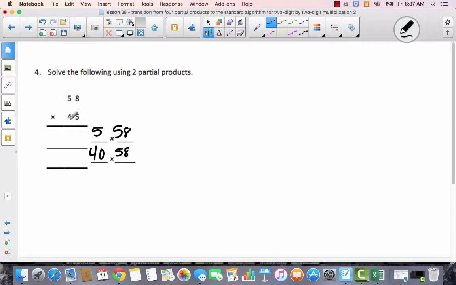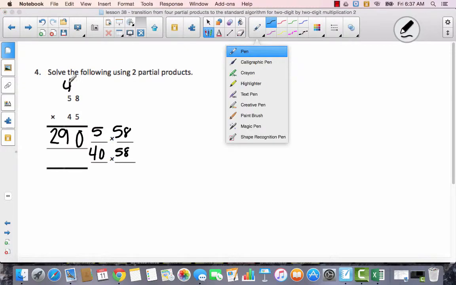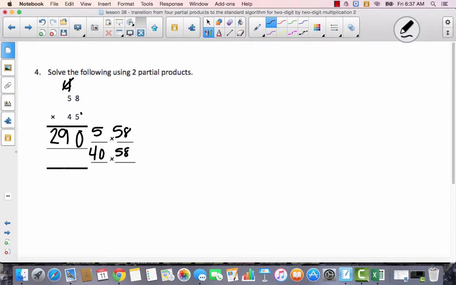So when I do 58 times 5, I'm pretending this 4 isn't here, and I'm doing 8 times 5, which is 40. 5 times 5, which is 25, plus 4, which is 29. Okay, now I'm going to pretend like the 5, I'm going to mark this out because I don't need that anymore. I'm pretending like this is a 0.